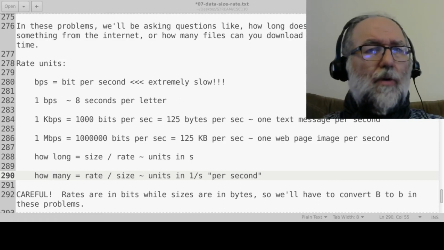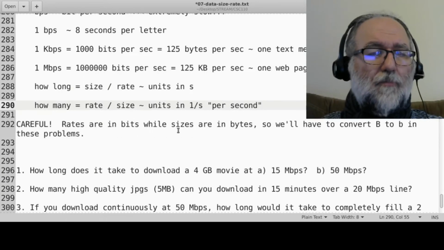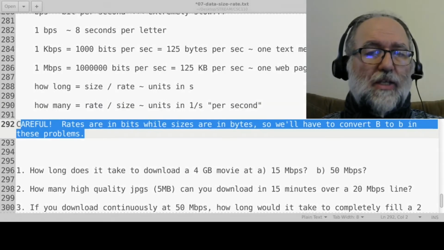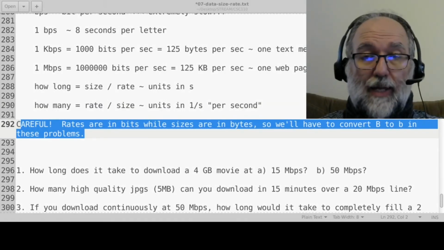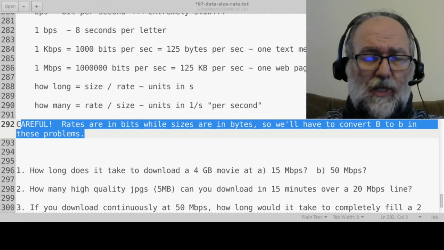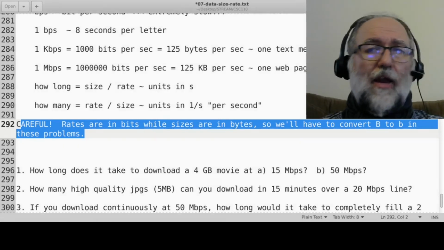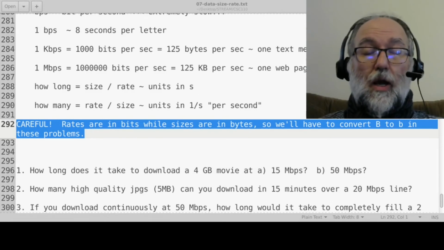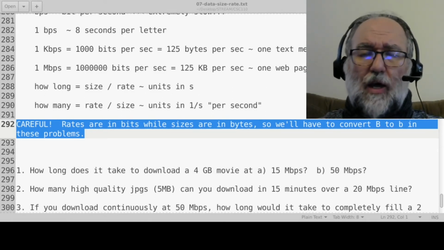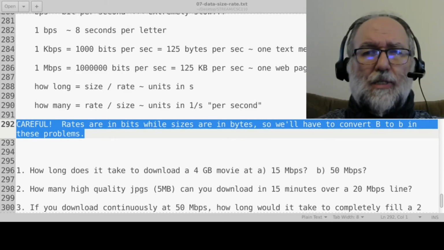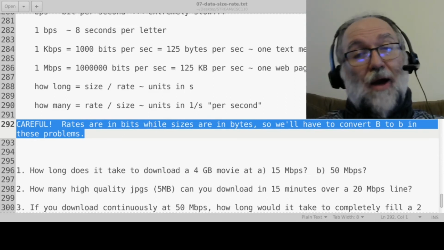Okay, so two more things before we jump in to the problems. First, careful. The rates are in bits, not in bytes, and so we'll often have to convert bytes to bits and vice versa. And the other thing, it's not really careful for solving the problems, it's just something to be aware of when you actually buy these data rates. So you get a bandwidth of 100 megabits per second. You say, well, am I really going to get what you're doing in these problems here? And the answer is probably not.